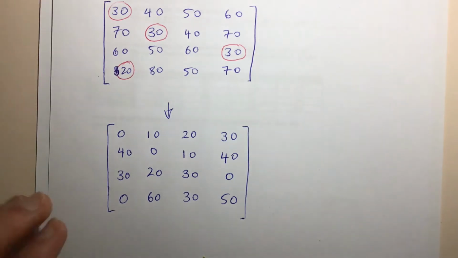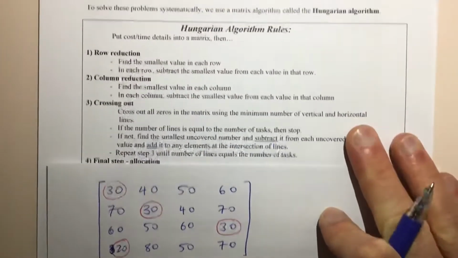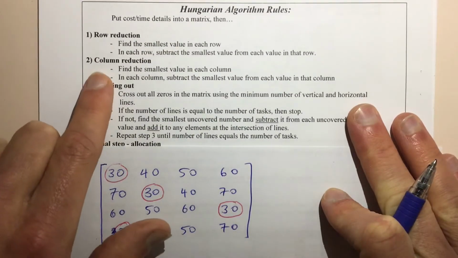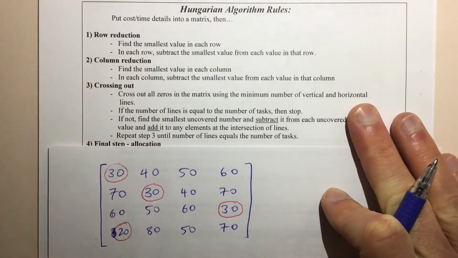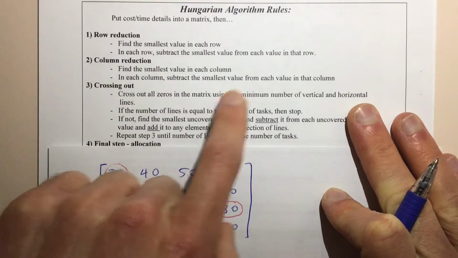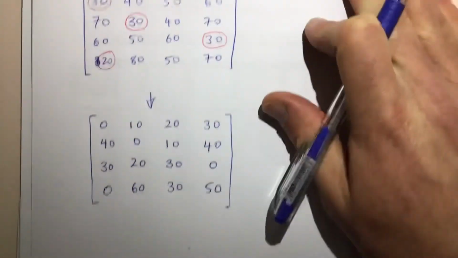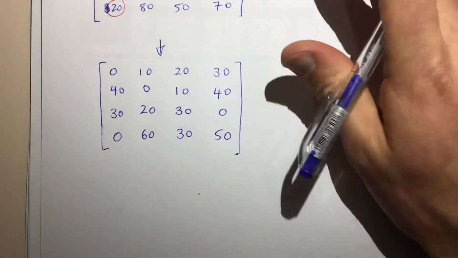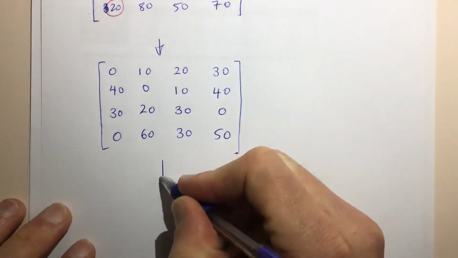That's the first step. The next step in the process is called column reduction. And for column reduction, we basically do exactly the same thing, but we work down the columns. So we find the smallest value in each column and then subtract the smallest value from each value in that column. So we're going to set up another matrix here.